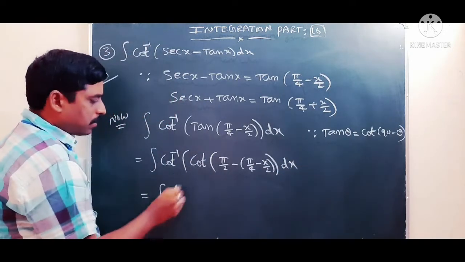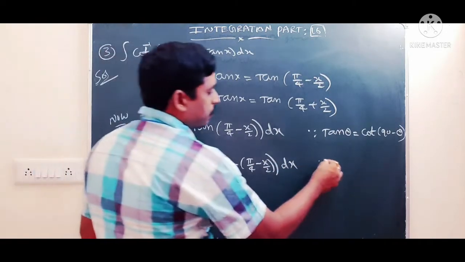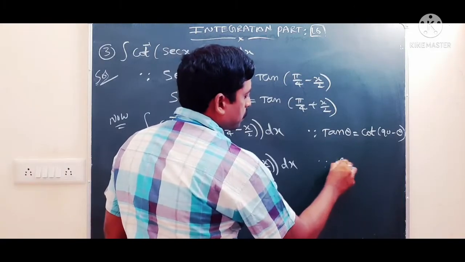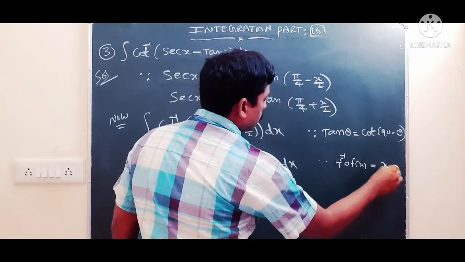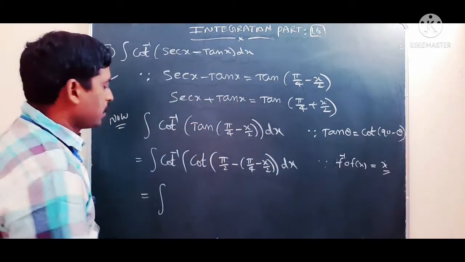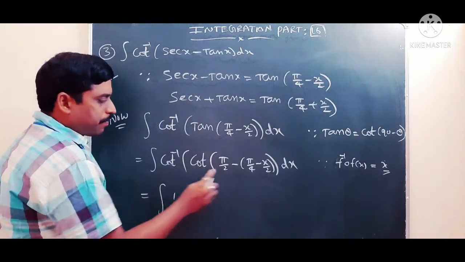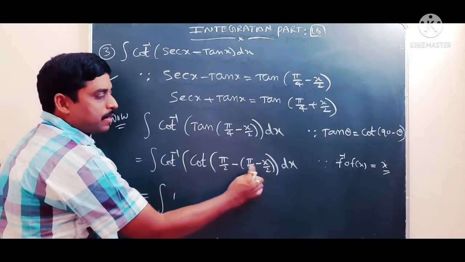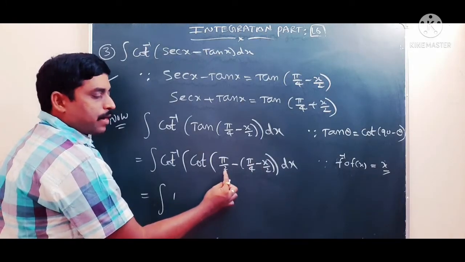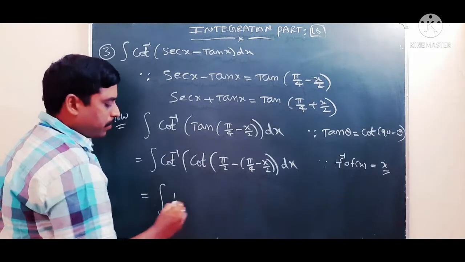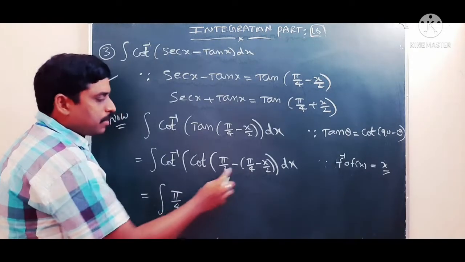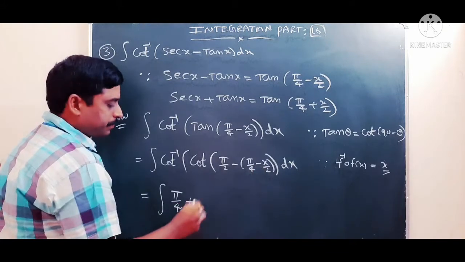This will be cot inverse cot. We have one property: f inverse of f of x is equal to x. This value will be pi by 2 minus pi by 4, minus into minus plus x by 2; 90 minus 45 gives pi by 4. So minus into minus is plus.